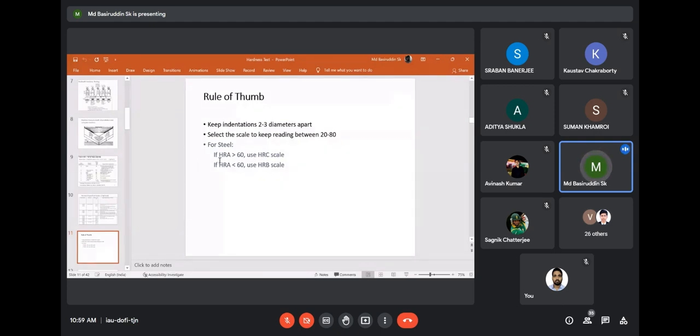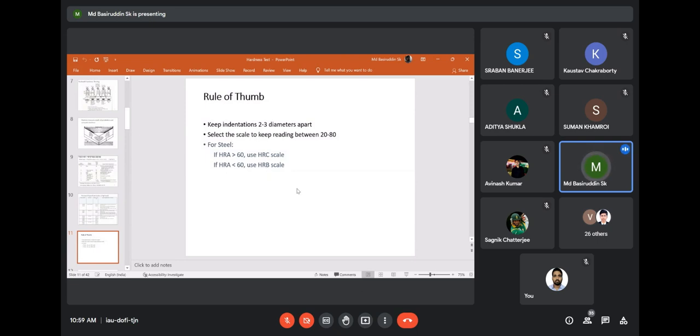Now, the limitation is for steels. If you follow the Rockwell A hardness testing procedure, where you use the major load of 60 kgf, and you find that your HRA value is greater than 60, then you can use the Rockwell C scale. But if you find the HRA value is less than 60, then you can use the Rockwell B scale.